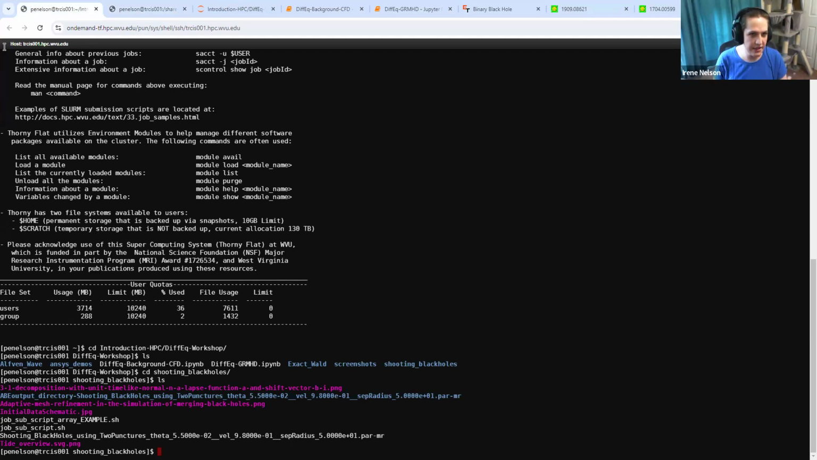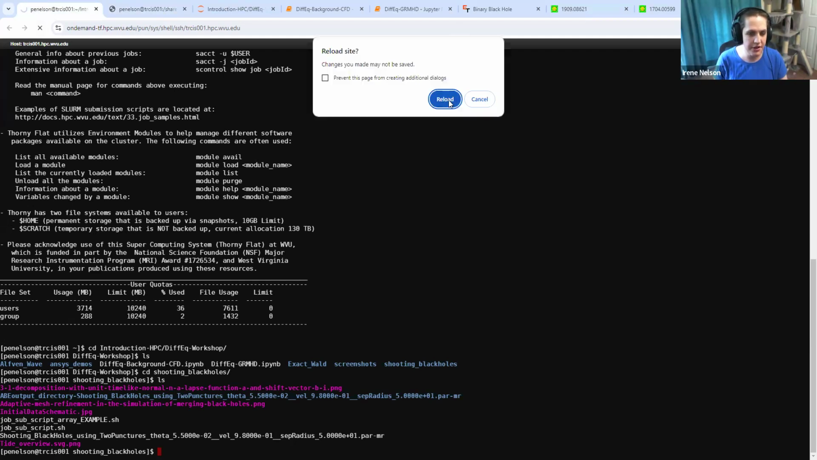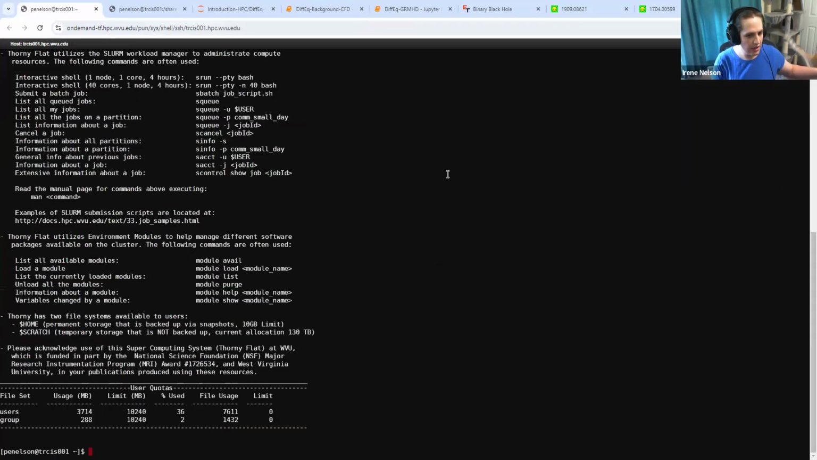Okay, that's unfortunate. Let me reload the terminal real quick. And make sure the cat doesn't step on the keyboard. Also an important thing.